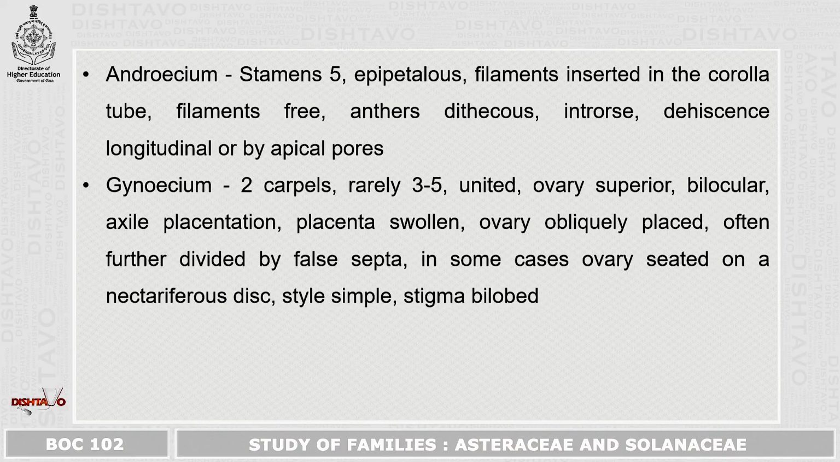Gynoecium consists of 2 carpels, rarely 3 to 5 are present and they are united. Ovary is superior, bilocular, placentation is axile, placenta is swollen, ovary is obliquely placed and often it is further divided by false septa. In some cases, ovary is seated on a nectariferous disc. Style is simple here and stigma is bilobed.